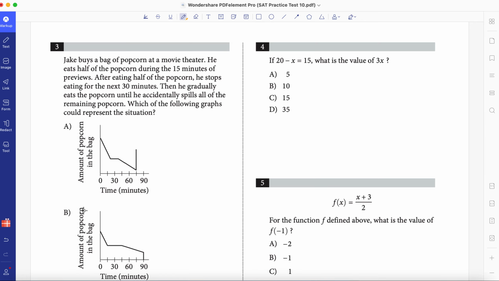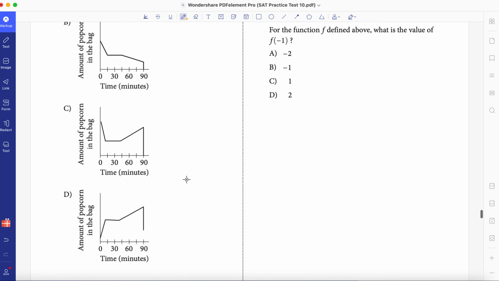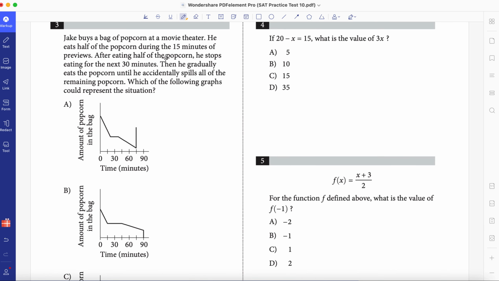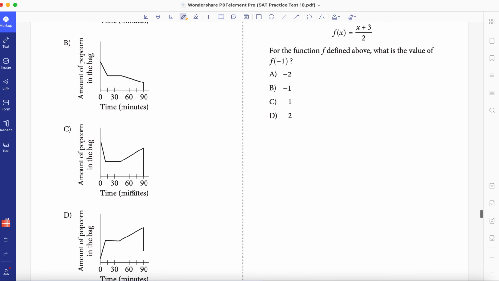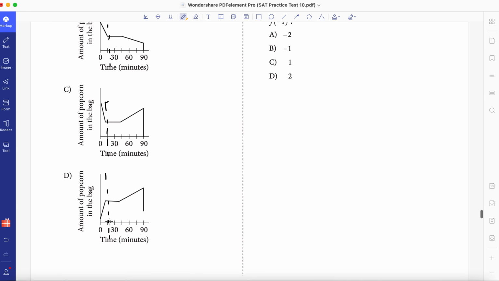So the axes we have here are amount of popcorn in the bag with respect to time. Let's just go through and look at these and see which one of these matches our scenario. For the first 15 minutes he eats, so it should be descending. And it looks like on this one, instead of going down, since he's eating popcorn, the amount of popcorn in the bag is going to shrink because he's eating it. This one is going up, so it's not D.